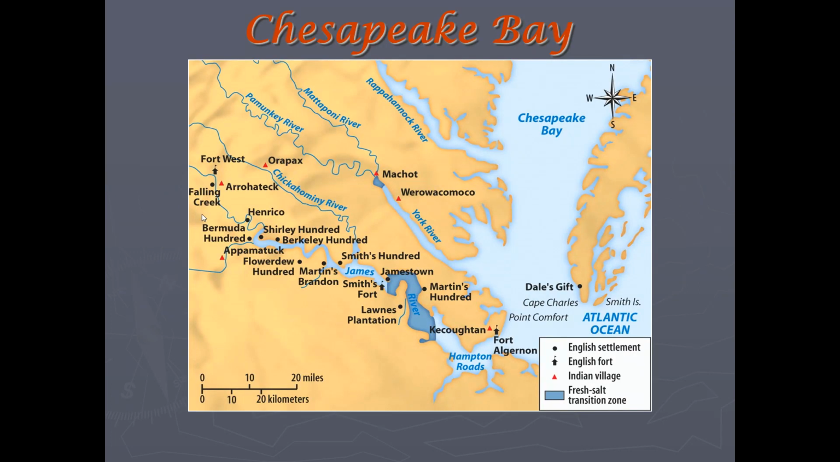All right. And so here's kind of an idea of the Chesapeake up the James River. Named after King James, of course, and then you see over time the different settlements that were established along the James River, where there's a lot of fertile soil, but a lot of navigable land.